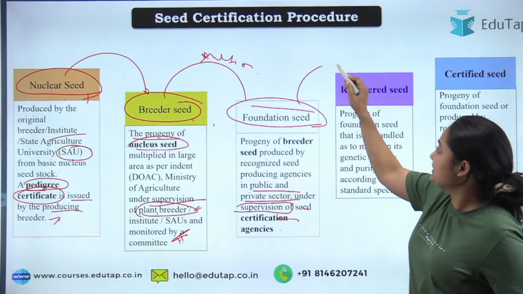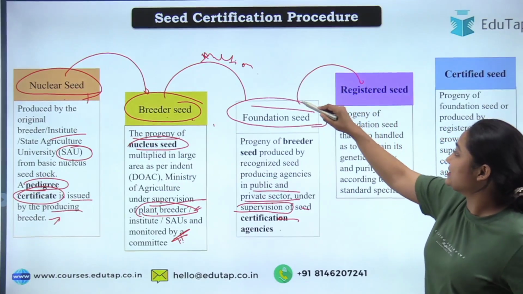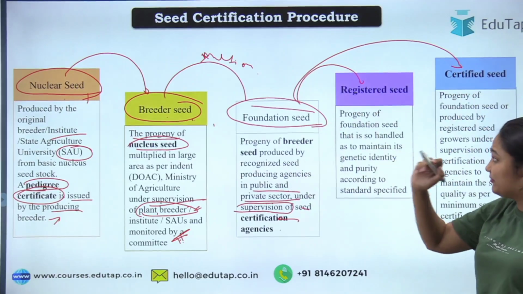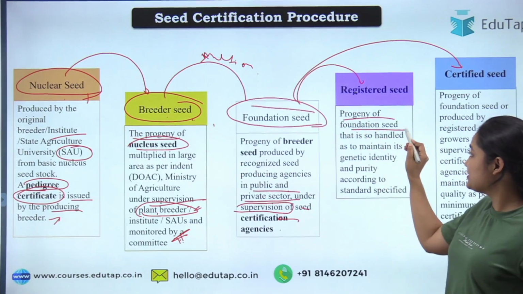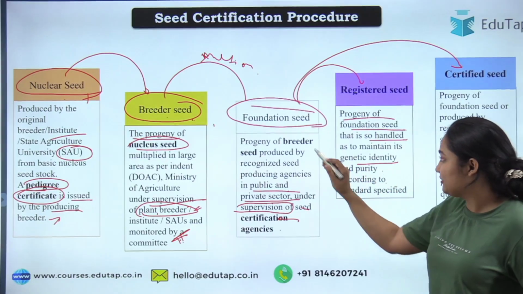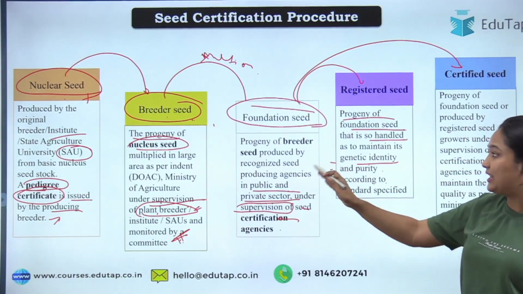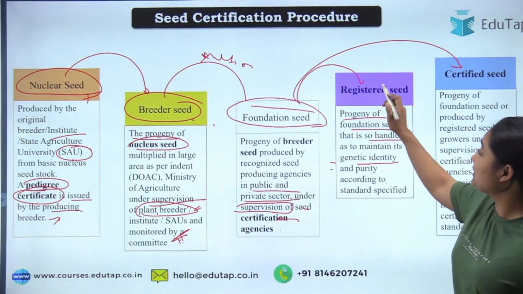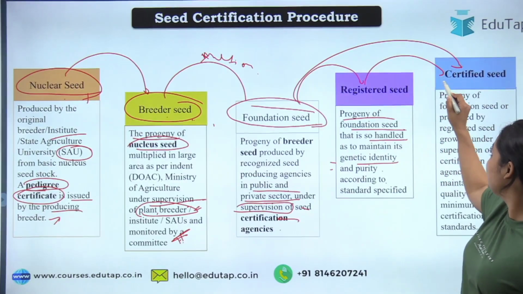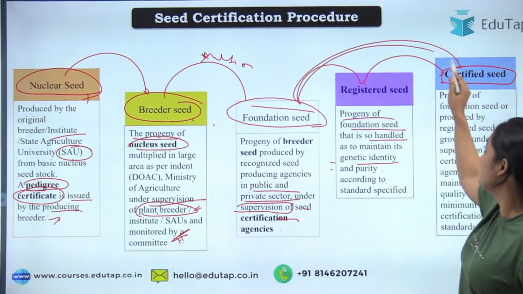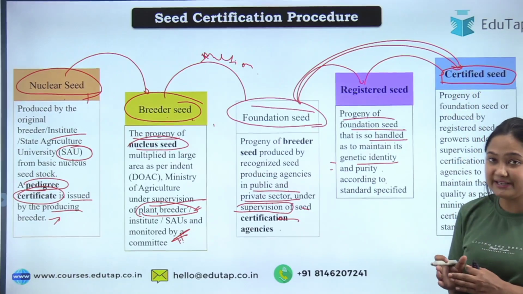Then this foundation seed can either be turned into registered seed or certified seed, as I have told you before. The progeny of the foundation seed maintains the genetic purity according to the foundation seed. So these two will have similar genetic purity, as we have seen. Then this registered seed can be developed into certified seed, or the foundation seed itself can be used to develop the certified seed.